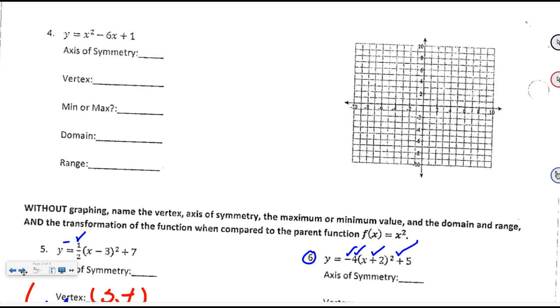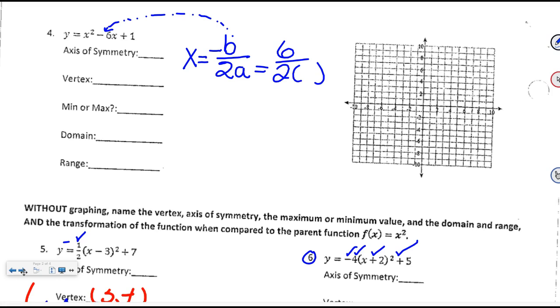So at number 4, this is not in vertex form. I have no clue what the vertex is until I do a little work. My work is to start right away and say x is the opposite of b over 2 times a. I go over here to b, and I take the opposite. So I do 6 over 2 times, I don't see the a, which means there is a 1 right there. 6 divided by 2 is 3. So the x-coordinate of the vertex is 3. That gives me my axis of symmetry.